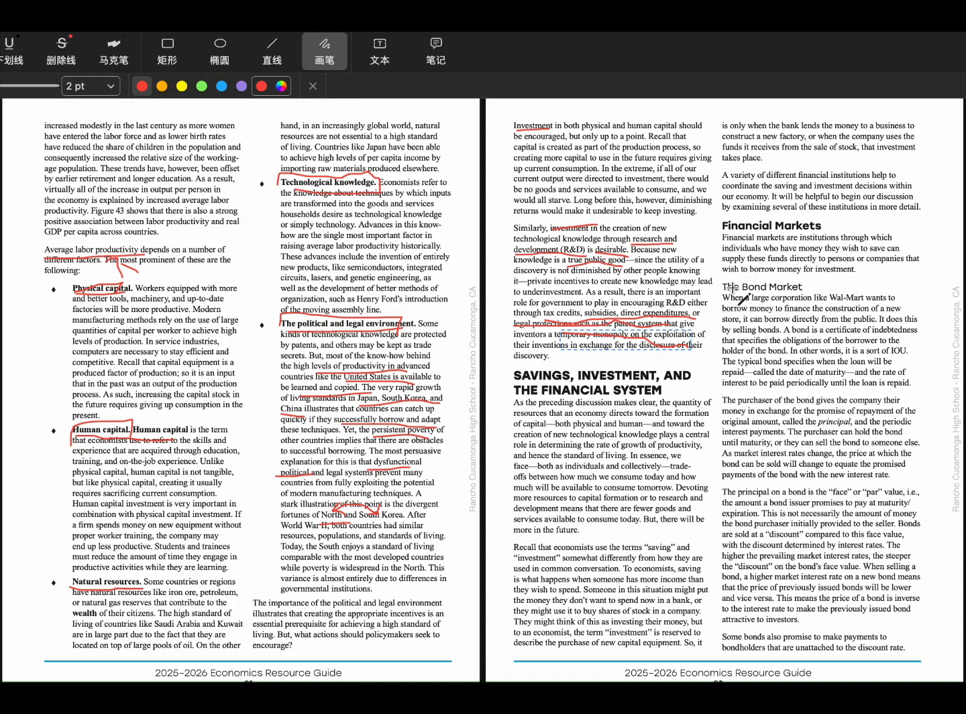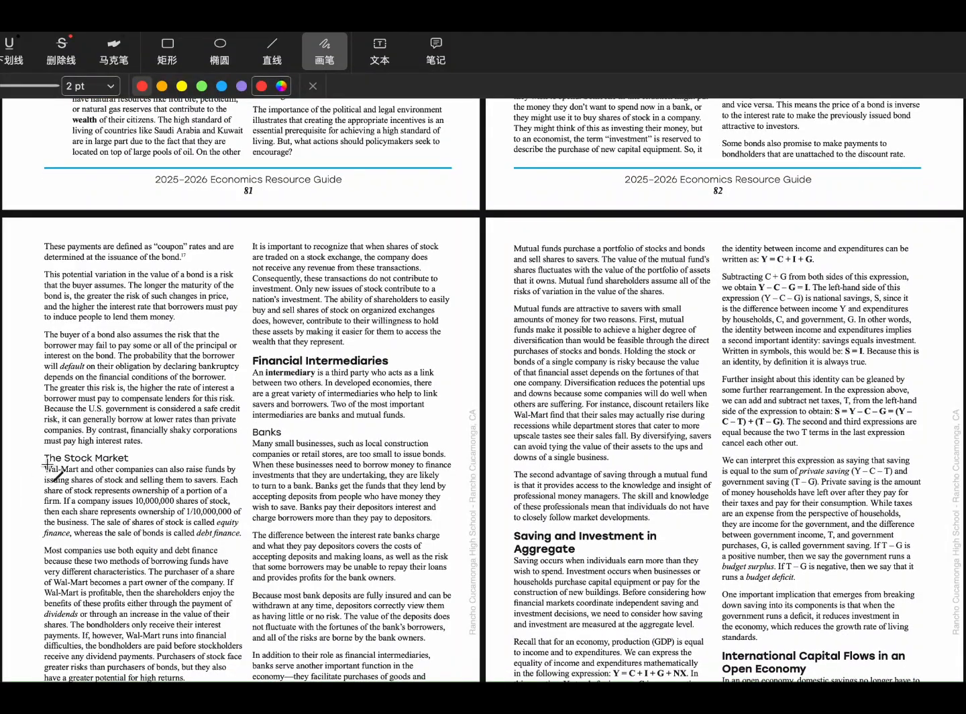So what is this thing trying to say? Well, the main point here is: what do we mean by saving? What do we mean by investment? And what do we mean by it being in the financial system? The financial system consists mainly of financial markets. What are those two markets? The bond market and the stock market.